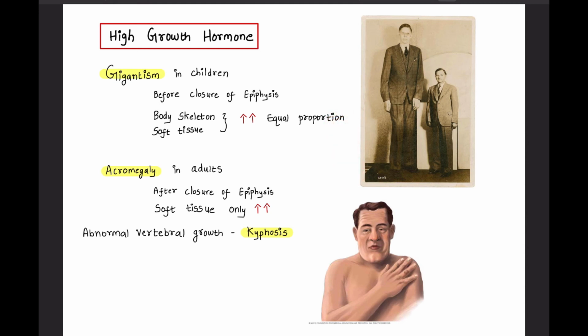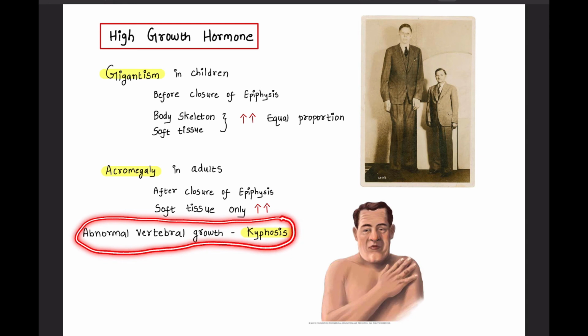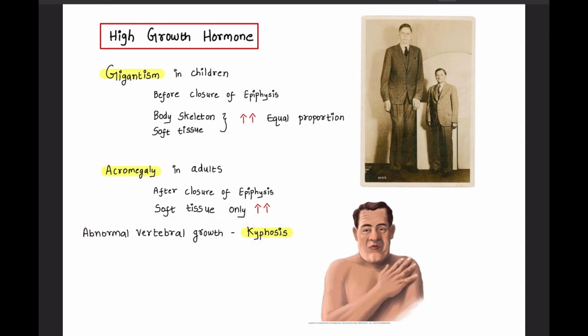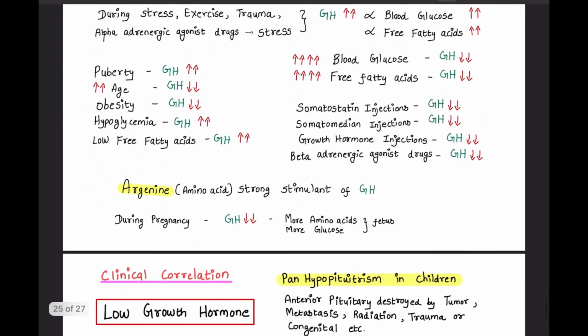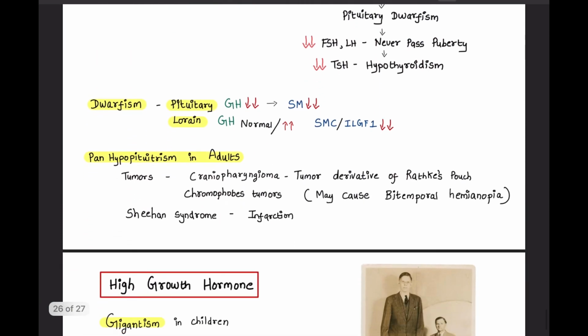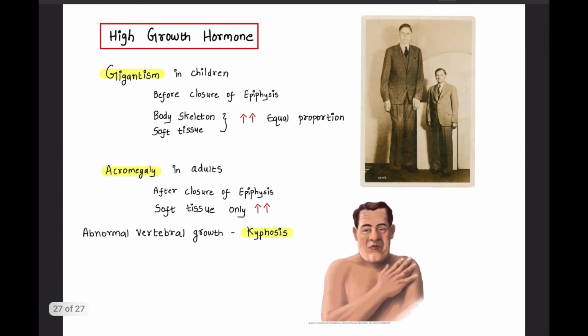So you can see abnormal vertebral growth, such as you see in kyphosis, or you can see growth in membranous bone, an increase in thickness of the membranous bone such as your facial bones, jaw bones, etc. So that's it for the anterior pituitary hormones and growth hormone. In the next lecture we will see about the posterior pituitary hormones.